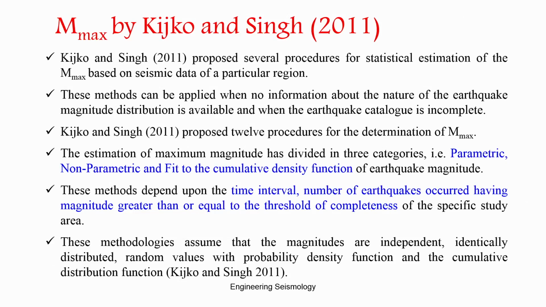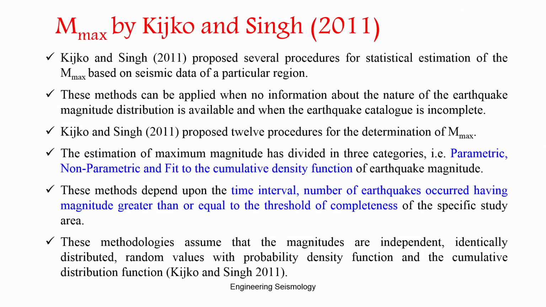Another method is the Kijko and Singh method. Kijko and Singh 2011 proposed several procedures for statistical estimation of the M max based on the seismic data of a particular region. These methods can be applied when no information about the nature of the earthquake magnitude distribution is available, or when the earthquake catalog is incomplete. So this is basically a statistical approach. Even incomplete data can be used here.